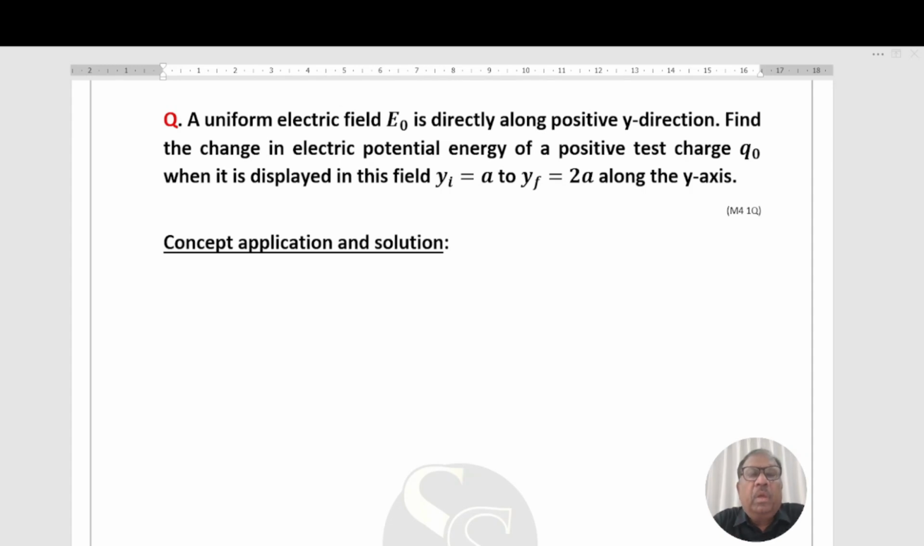Question is, a uniform electric field E naught is directly along positive y direction. Find the change in electrostatic potential energy of a positive test charge Q naught when it is displaced in this field from initial position A to final position B along the y axis.